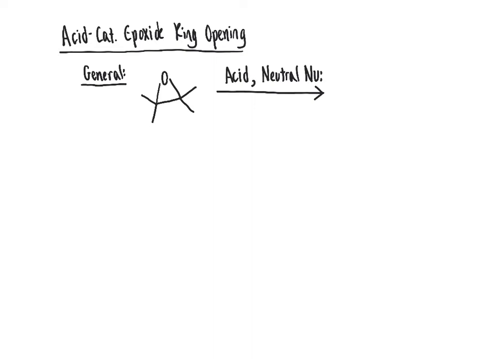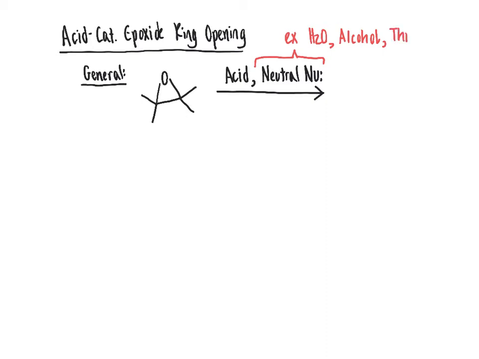Some common neutral nucleophiles include water. Remember that a nucleophile just needs to have a lone pair of electrons or pi bonds that are available to come in and attack an electrophilic carbon. So water definitely qualifies because it is neutral and it has lone pairs of electrons. Similarly, alcohols are excellent nucleophiles. For example, methanol or ethanol are candidates there.